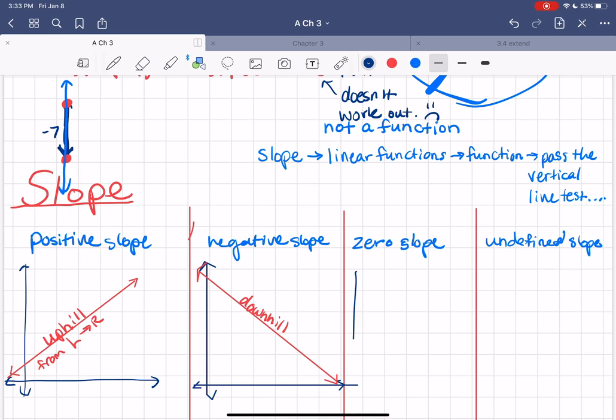All right, next we've got zero slope, which we talked about already. Just like the rest of them, but let's really look at what this would look like on a graph, and it's going to look like a perfectly flat line. So you have no change in y.